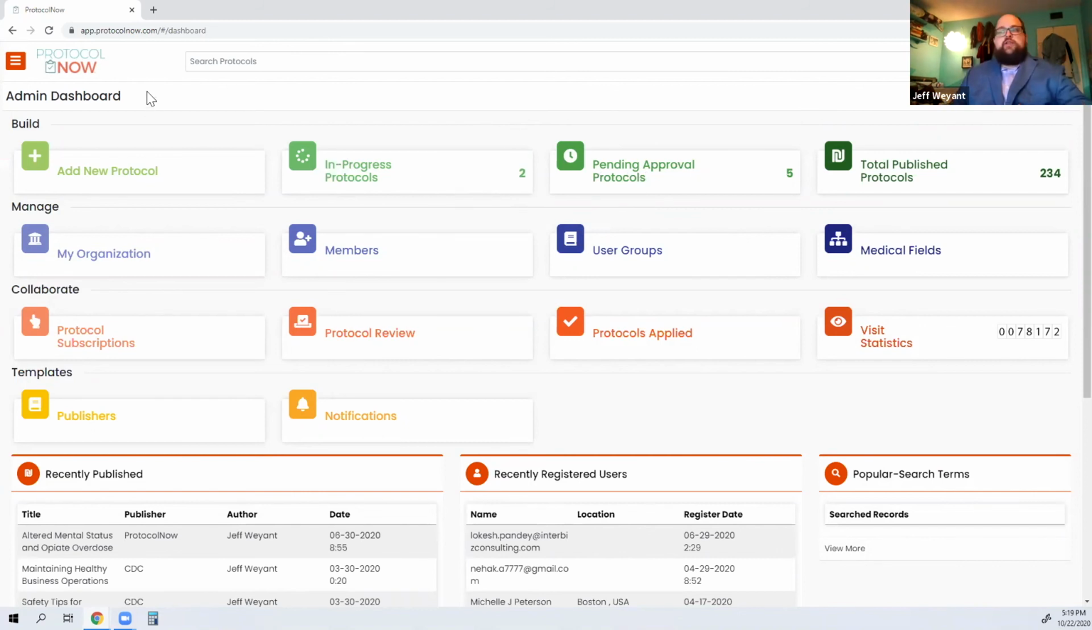You can also manage all the people in your platform. You can set up different hierarchies for medical fields. The point of this platform is to be a digital solution that lets you do everything in one place at one time.